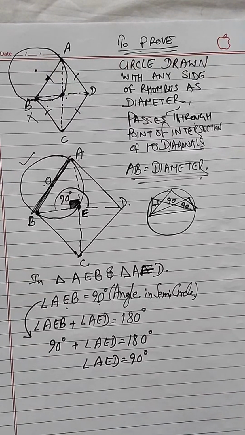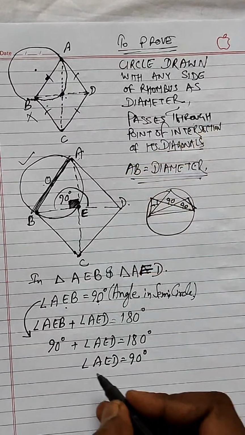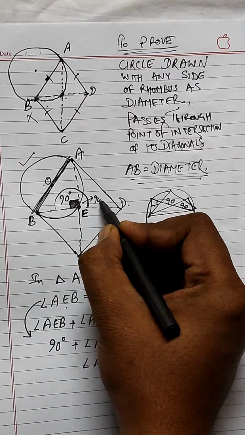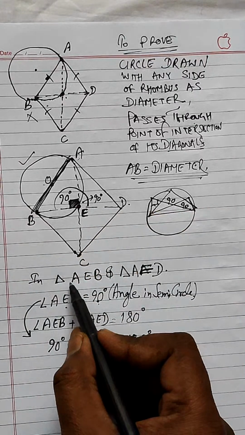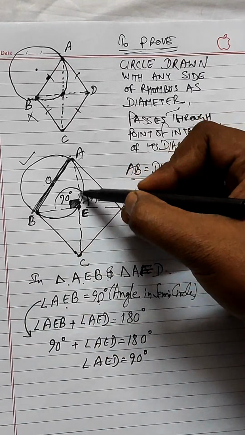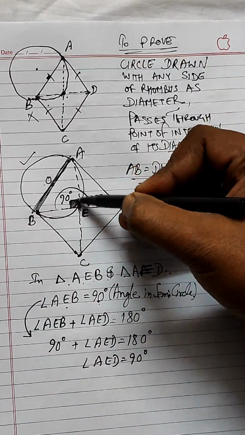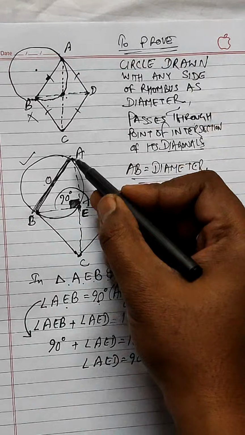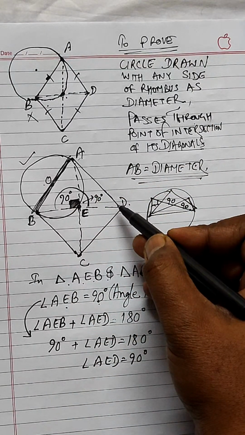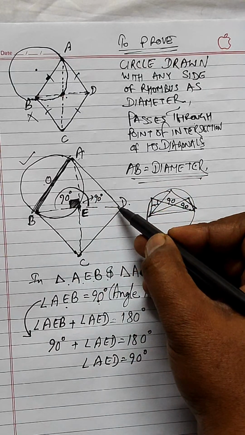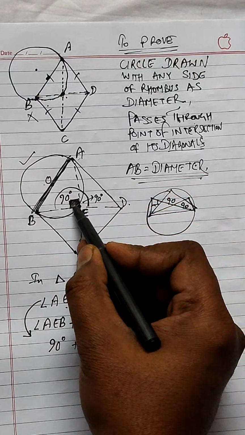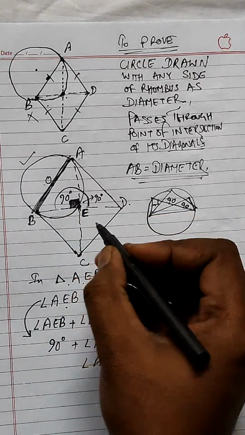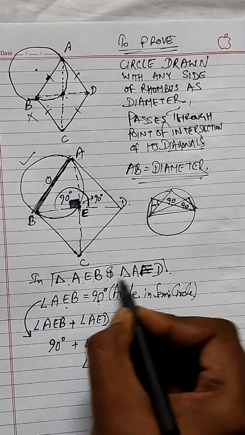So here you can see angle AED is also calculated as 90 degrees. This angle is also calculated as 90 degrees, right? So if you consider these two triangles AEB and AED, you can say A is common, AE is common, and AB is equal to AD. This AB is equal to AD because these are the sides of the rhombus, and this is one of the angles which is common. So by SAS we can say these triangles AEB and AED are congruent.